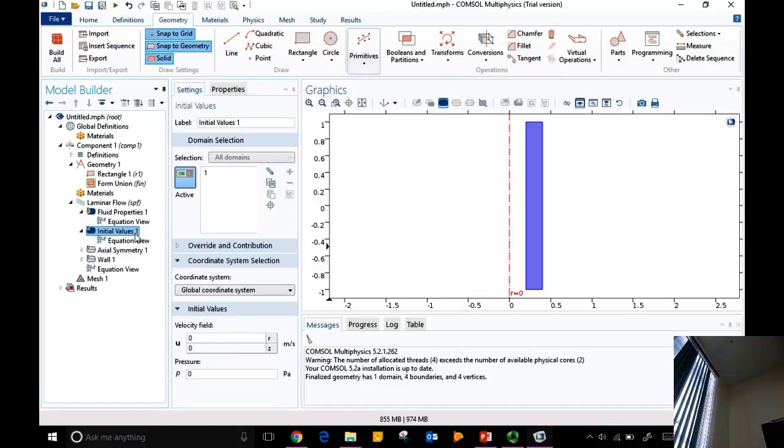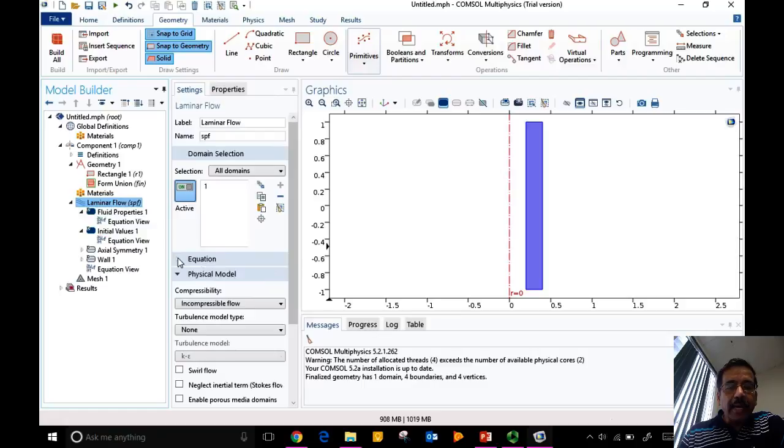Now I have a problem. Because I defined as 2D axisymmetric, it has only 2 velocity components, ur and uz, r and z. Right? How do I invoke the swirl flow component? Because in this particular problem, swirl flow is present, right? So you go to the laminar flow, and there it is, swirl flow. You check that box. Do you see it here? Down. So that activates the third momentum equation in the angular momentum direction.